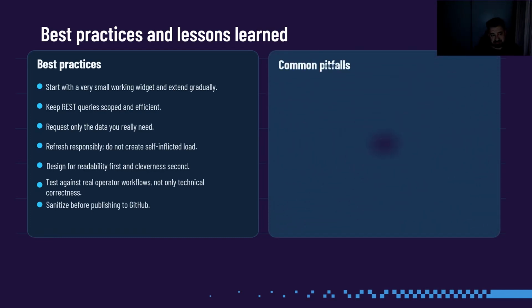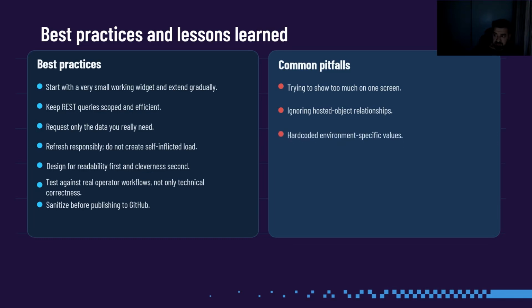On the pitfall side, do not try to show too much on one screen. Although we might have done this with the complex performance widget, which shows the state and the alerts and all the counters, I think it still looks good, but you need to keep that in mind. Do not ignore hosted objects relationships. Those are important. This could play a key role if you want to show the different classes under the Windows computer class for a group which consists of Windows computers.